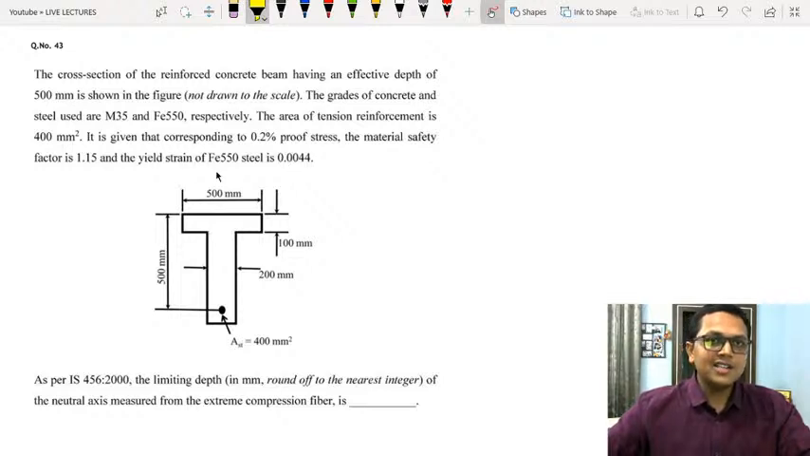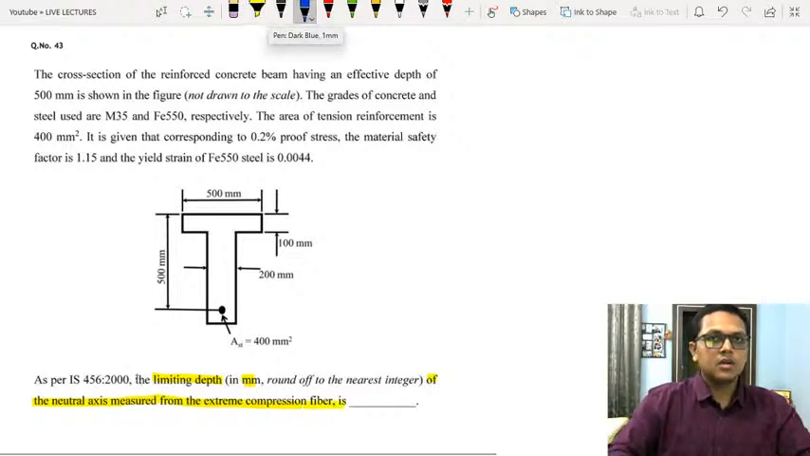So the yield strain is given, taking 0.2% proof strain and a factor of safety of 1.15 of Fe550 steel. As per IS 456-2000, the limiting depth of neutral axis measured from the extreme compressed fiber is. So in the question, the limiting depth in mm of neutral axis is asked, measured from the extreme compressed fiber.